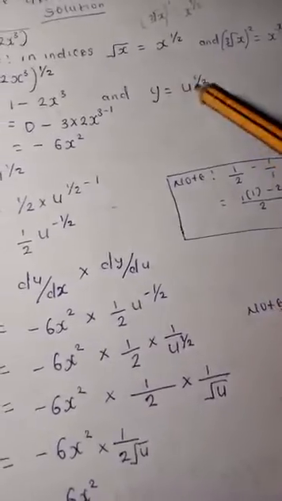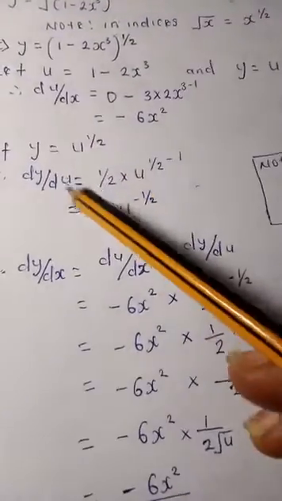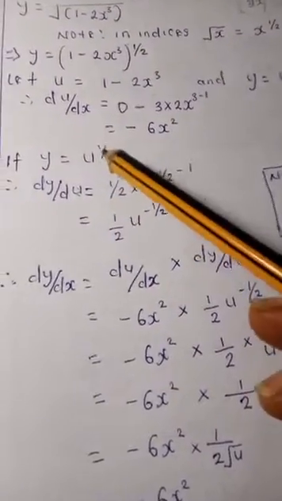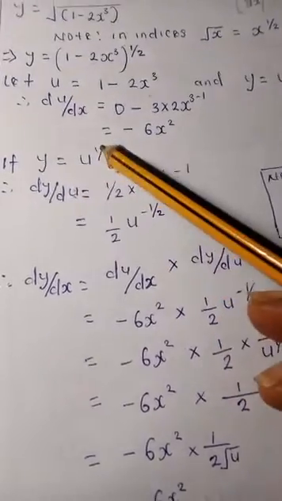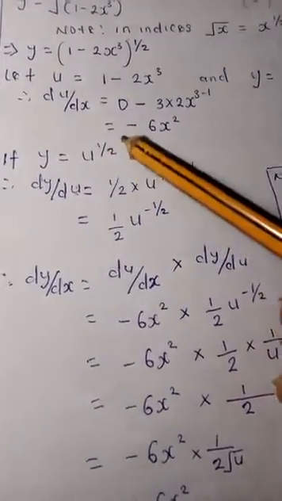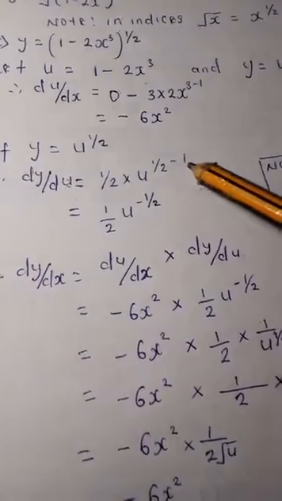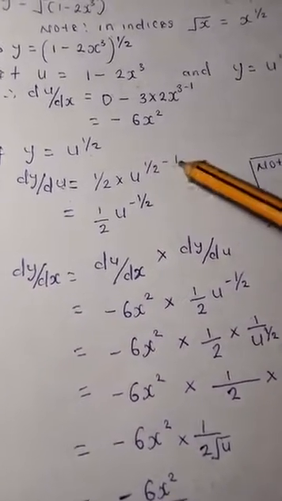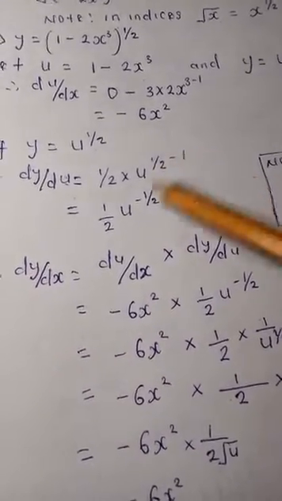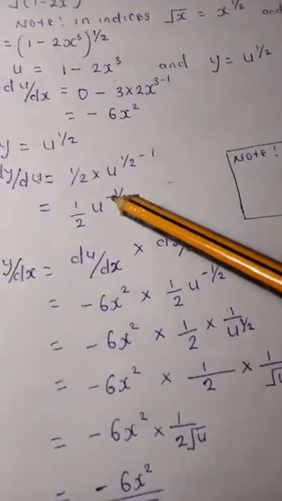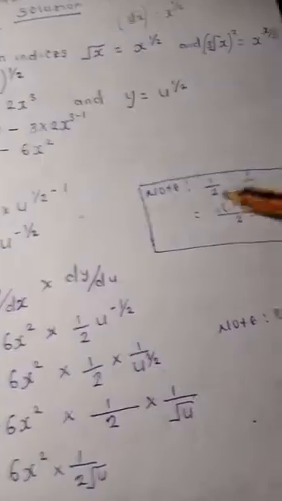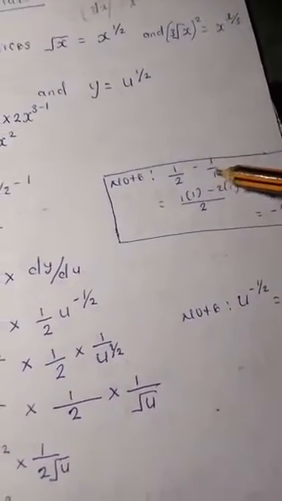Now if y is equal to u raised to power 1 over 2, what is dy/du? The 1 over 2 will go down, and then we have 1 over 2 minus 1 from the formula. So 1 over 2 minus 1 will give you what? Minus 1 over 2. How? Let us go back here. 1 over 2 minus 1. I put over 1 here.